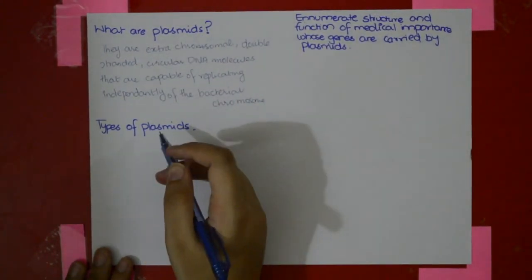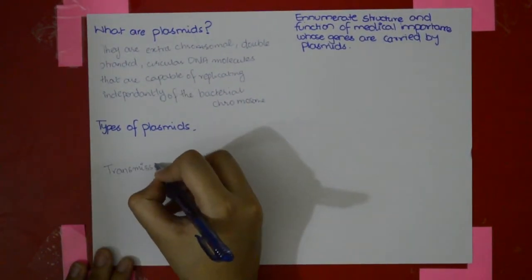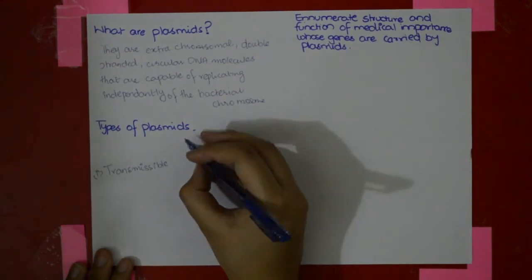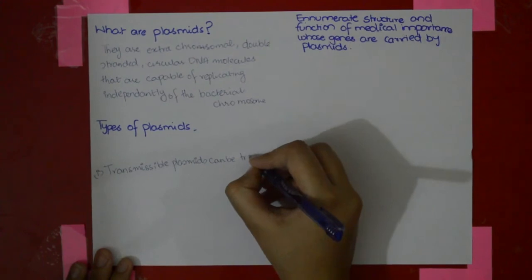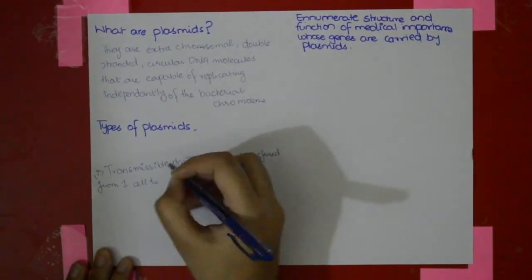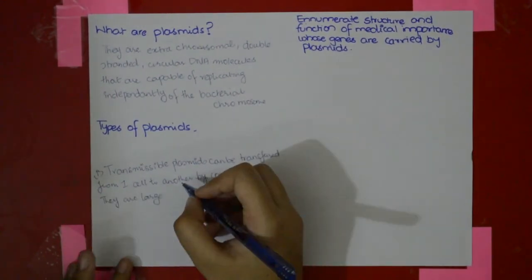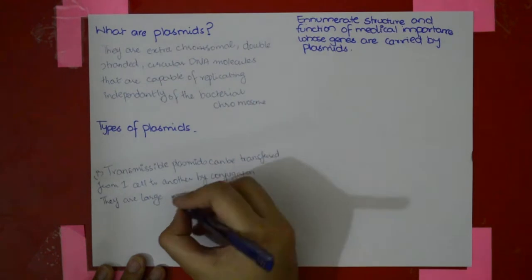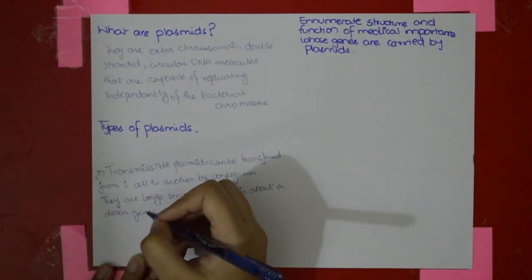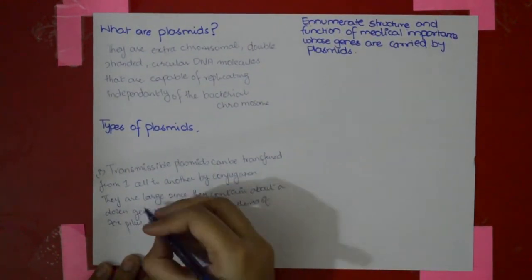Now, what are the types of plasmids? There are two types of plasmids: transmissible and non-transmissible. The transmissible plasmids can be transferred from one cell to another by conjugation. They are large since they contain about a dozen genes responsible for synthesis of sex pilus and the enzymes required for transfer.